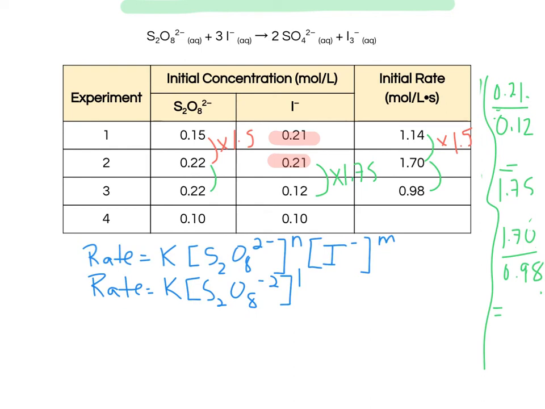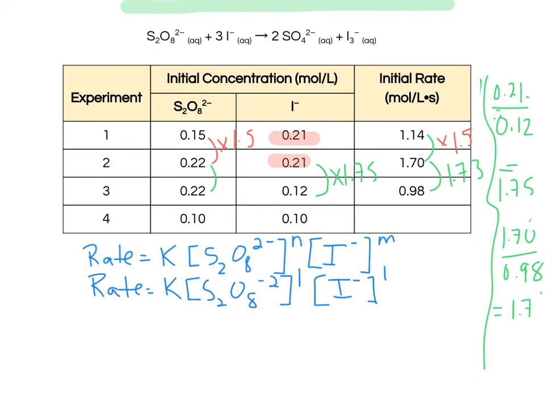Okay, and that's giving me 1.73. So I'm comfortable that that is within the realm of experimental error, and that they have changed by the same factor. So that gives me the confidence to say, okay, well, that means this reaction is first order with respect to iodide as well.